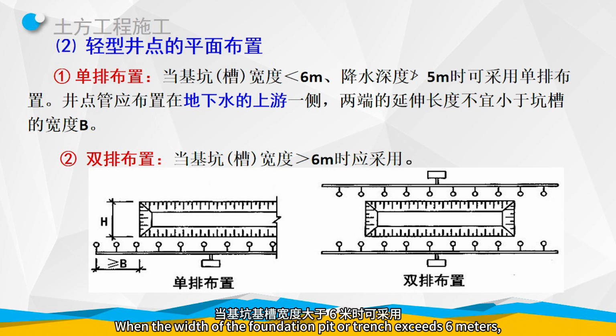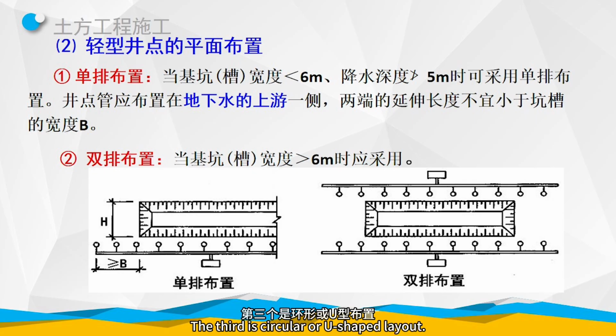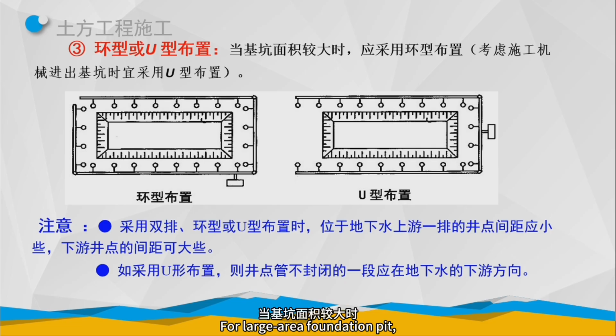When the width of the foundation pit or trench exceeds 6 meters, a double row layout can be adopted. The third is circular or U-shaped layout. For a large area foundation pit, a circular layout should be used. If construction machinery needs access, a U-shaped layout is preferable.